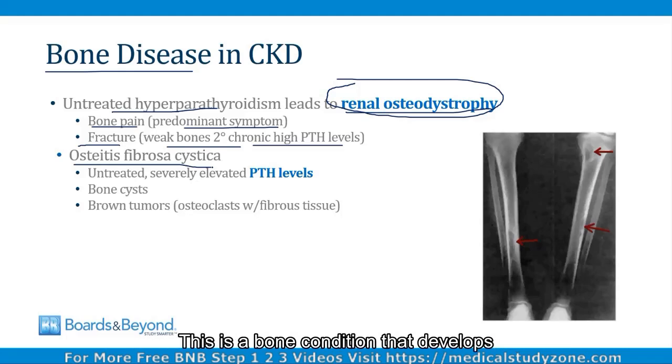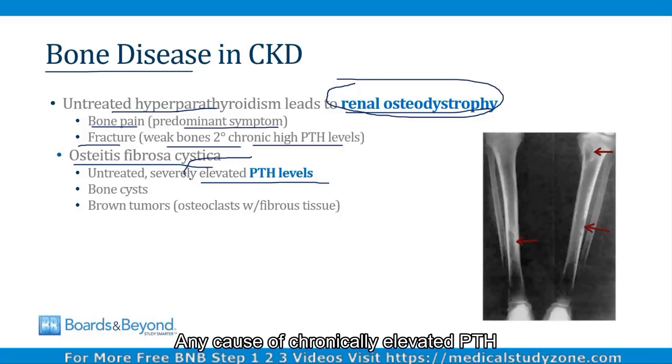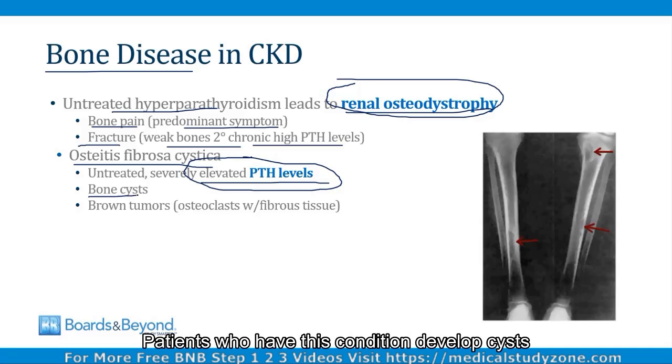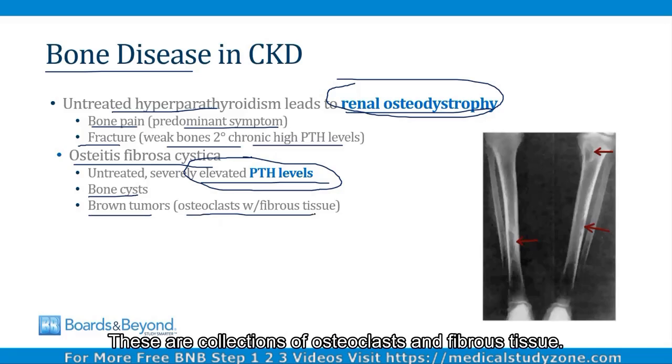This is a bone condition that develops when patients have long-term, untreated elevated levels of parathyroid hormone. Any cause of chronically elevated PTH can lead to osteitis cystica. It could be parathyroid disease, but it can also be from kidney disease. Patients who have this condition develop cysts in their bones, big spaces without bone tissue, and also what's known as brown tumors. These are collections of osteoclasts and fibrous tissue.